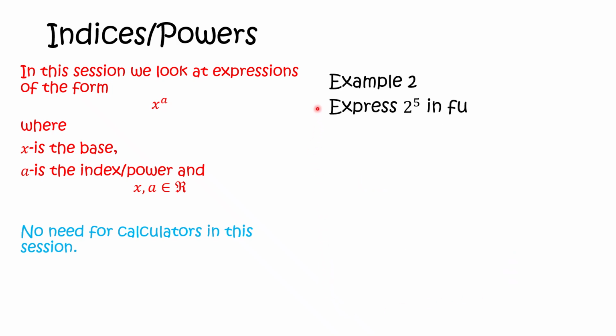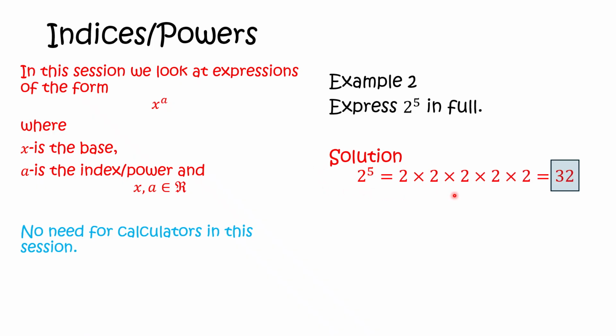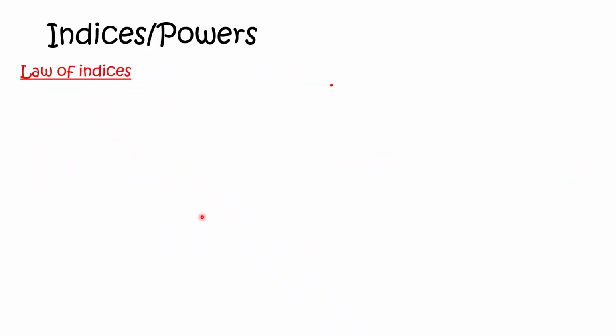Example 2. Express 2 to the power 5 in full. So this one will be an easy question because we've got 5 2's. Multiplying them by themselves, we get 32. Now let's get into the laws of indices, starting with the positive indices.